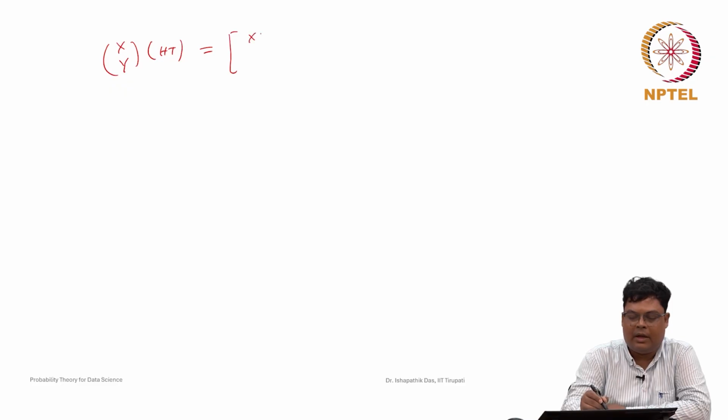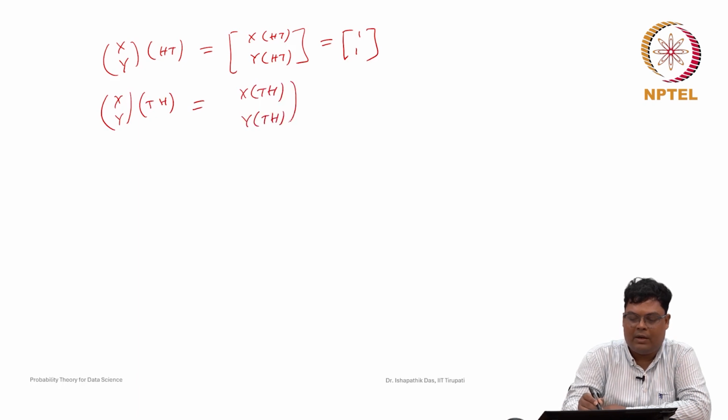X Y of head tail, this is nothing but X of head tail, Y of head tail. So, X of head tail is 1, and Y of head tail is also 1. Similarly, what will be X Y of tail head? This is X of tail head, Y of tail head, which is again 1 1.